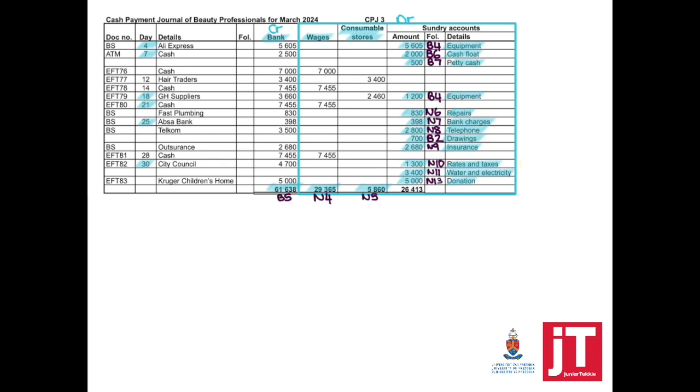Now you would notice that everything has been taken to the general ledger. There's nothing left over. If we look at bank, wages, consumable stores, and everything, there has a number next to it. It means that we've posted it.